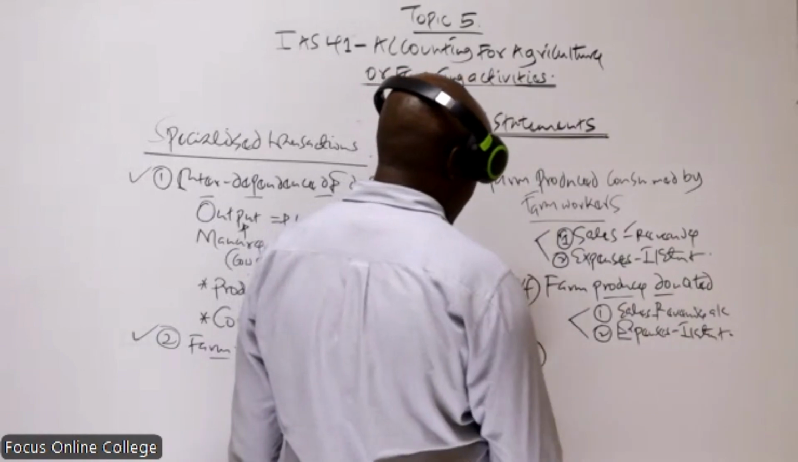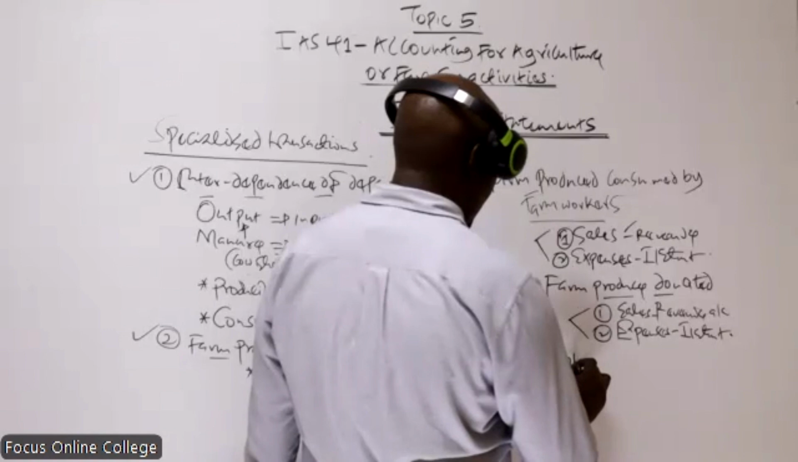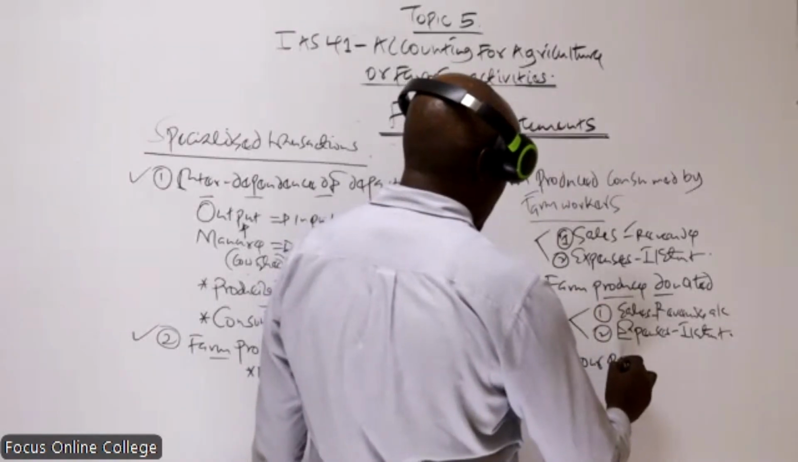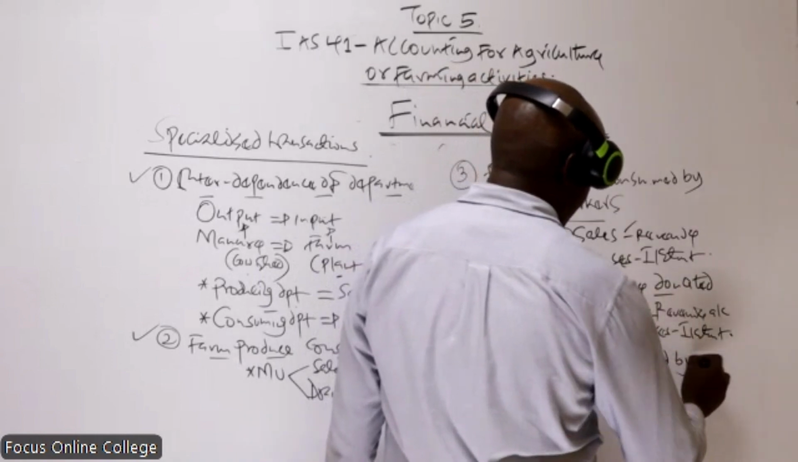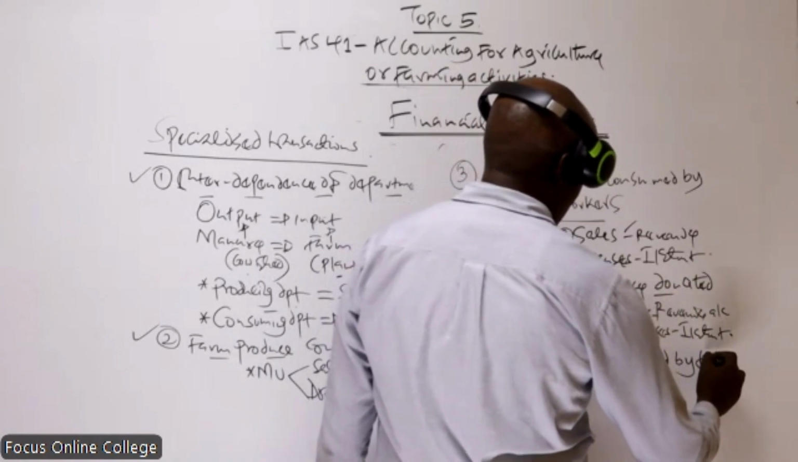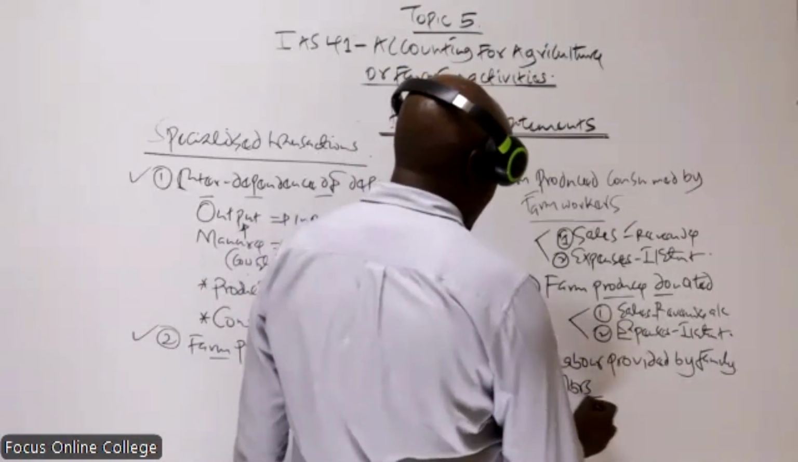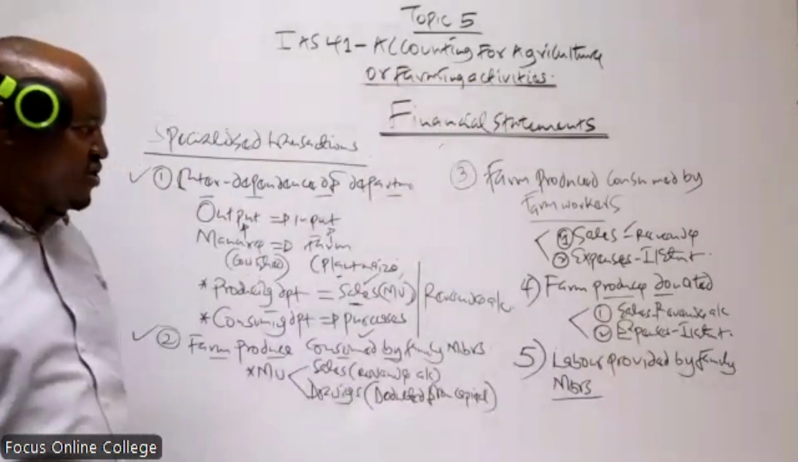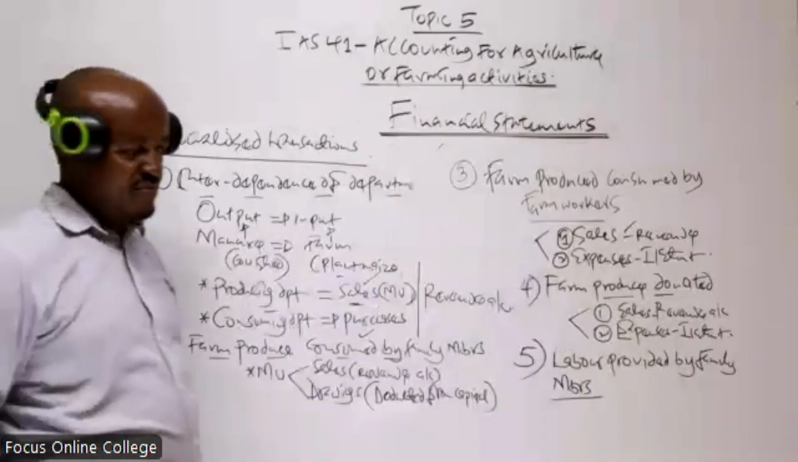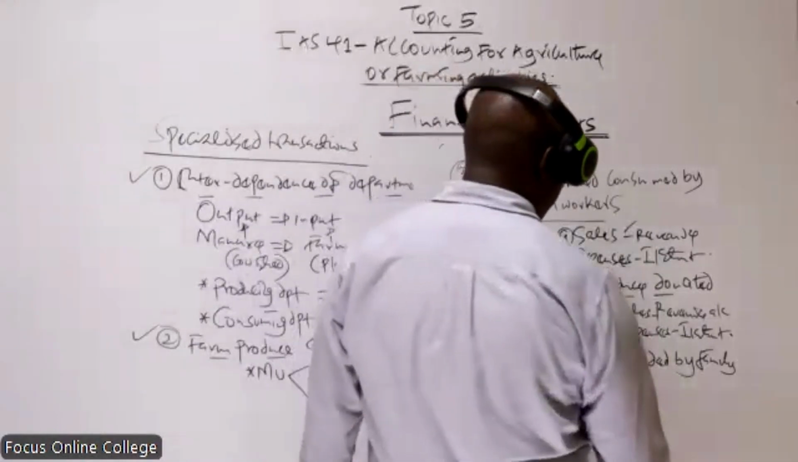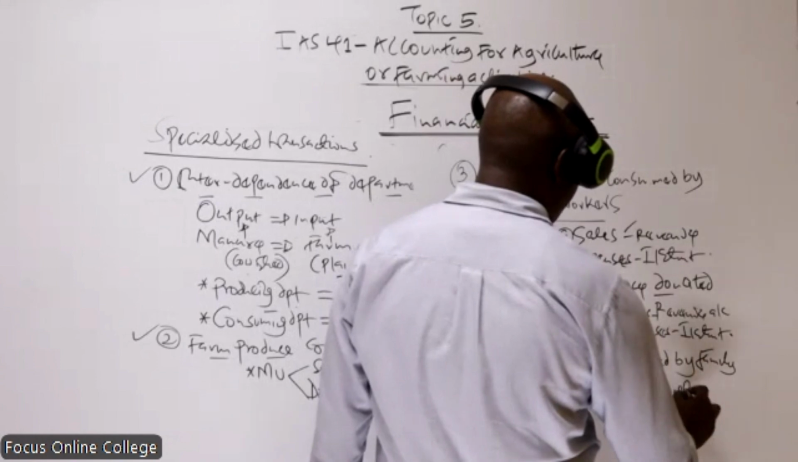I think finally we have family labor, or basically labor provided by family members. Members of your family work within your farm. So in this case, how do we account for this? Number 1, we account for this as additional capital.